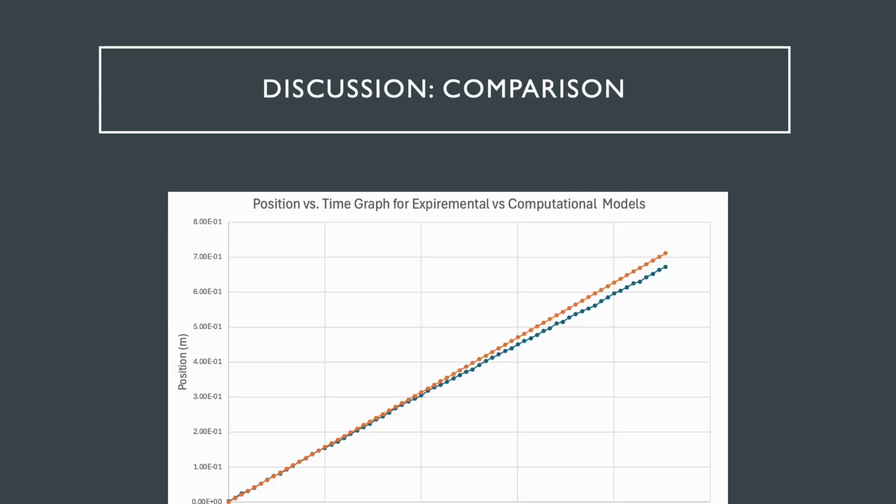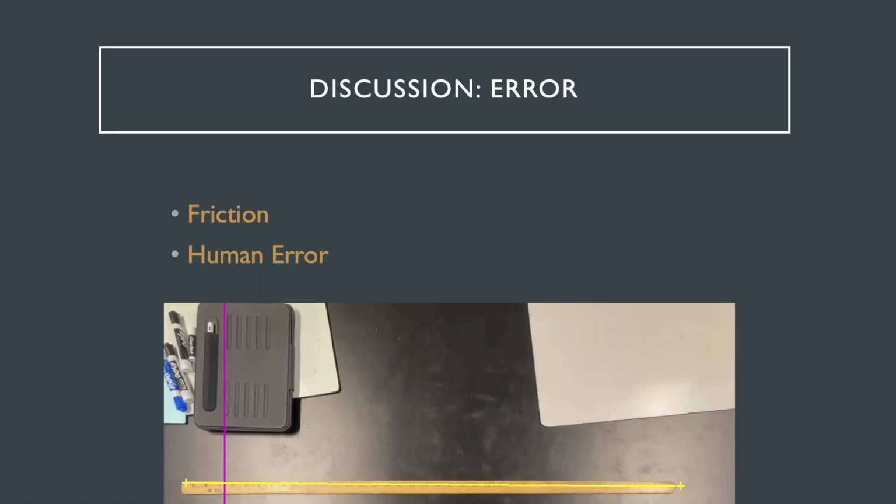And here is the data on top of each other. As we can see, the computational model was slightly higher, but of course this does factor in some possible friction or human error, and these are some of the things I included. So friction, of course, was the table as a possibility, as well as human error. When we were making the markers in the tracker app, there could have been a slight discrepancy in the center of mass.